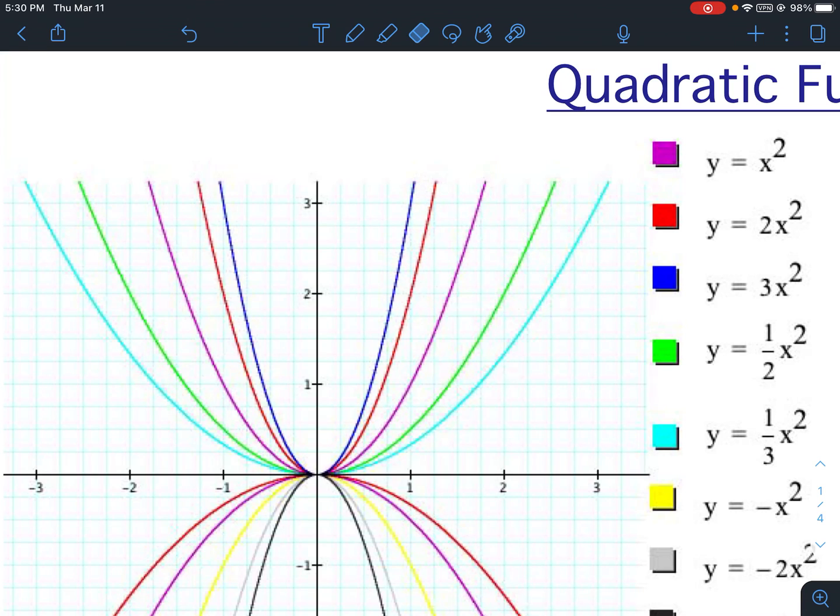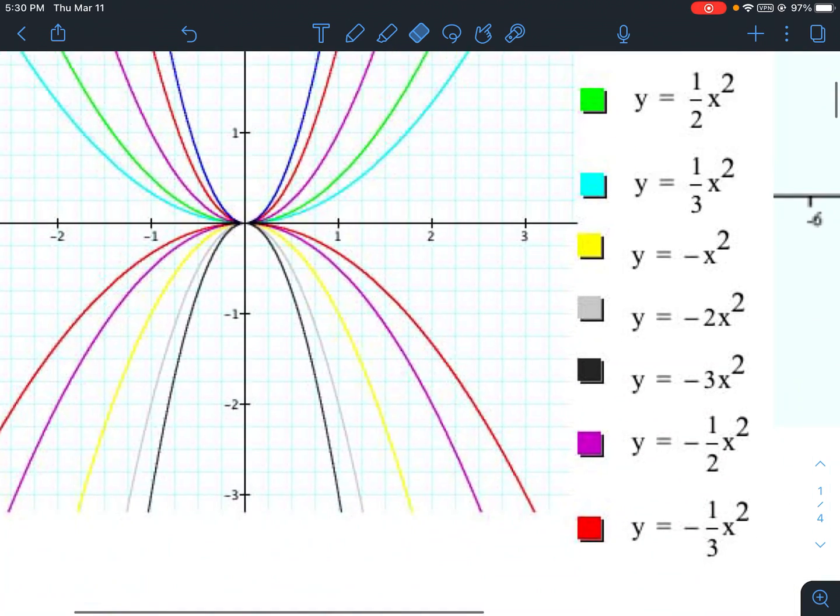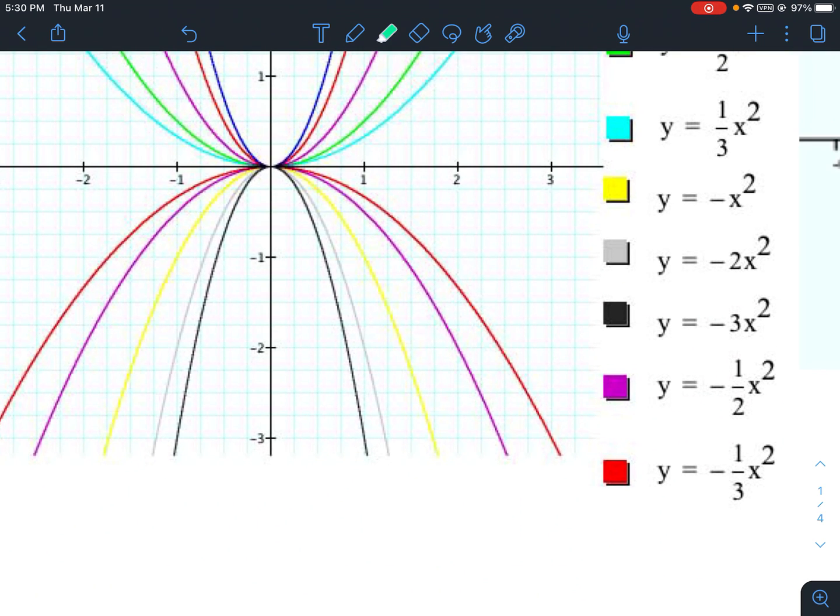So 1/3 x squared, sorry. Notice that when the coefficient of x, that's the number in front of x, got smaller, the parabola got wider. The smaller the coefficient, the wider the parabola. And notice how all of these are pointing upward. Well, all of these down here are the ones that are pointing downward. What's the difference between these and the ones up above? These all have a negative coefficient. So in other words, if the coefficient's positive, it will point upward. If the coefficient is negative, they will point downward.